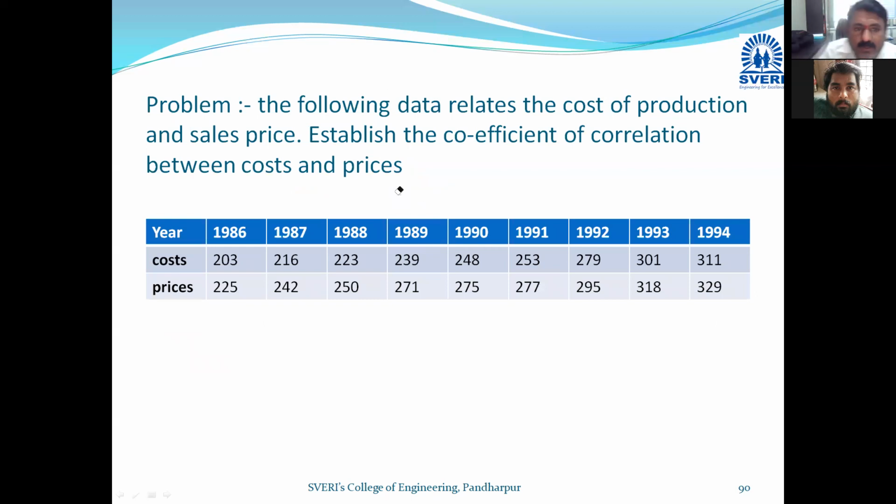In this numerical, the following data relates the cost of production and sales price. So what is given here is the cost and the sales price. It is for the years 1996, 97, 98, 99, 90, 91, 92, 93, 94. For these 9 years the data is given. The cost value and the price value are given.